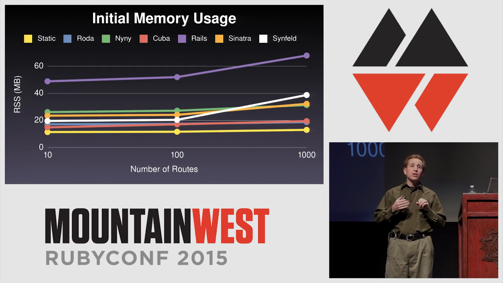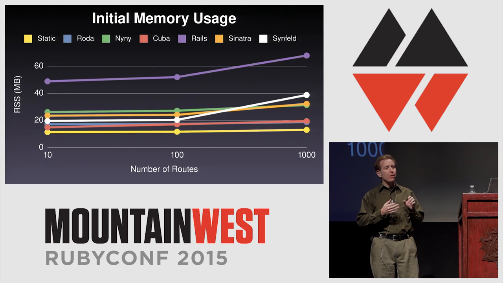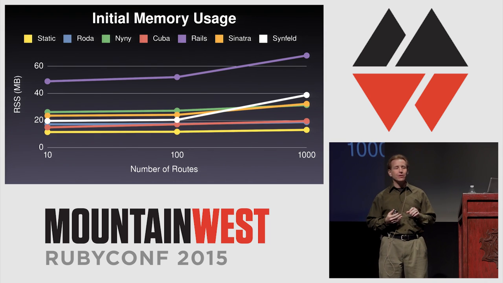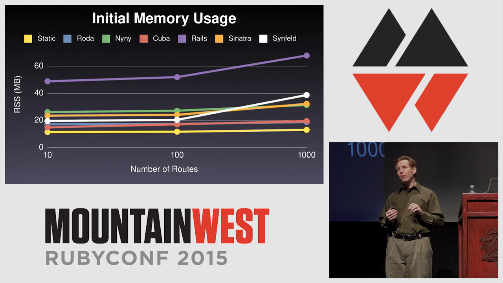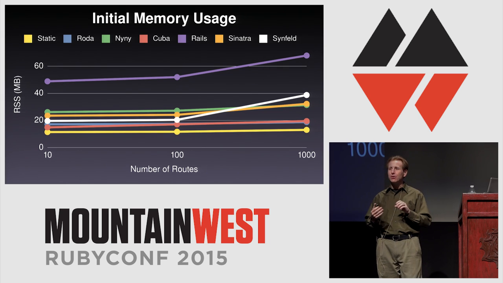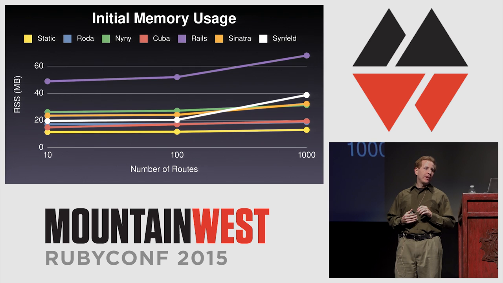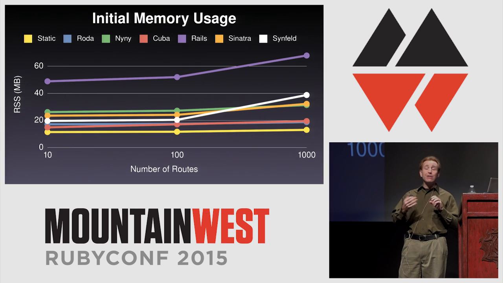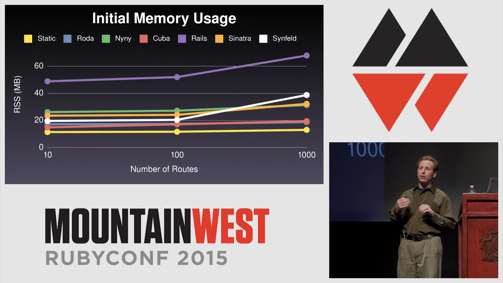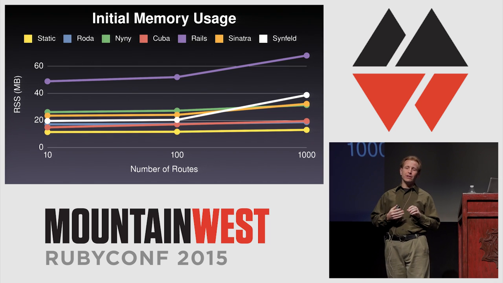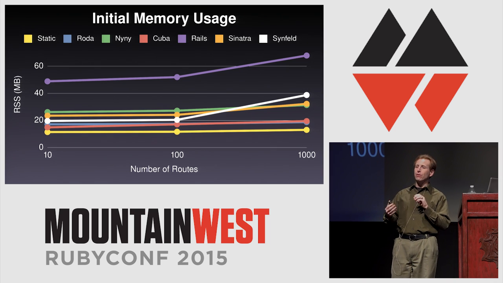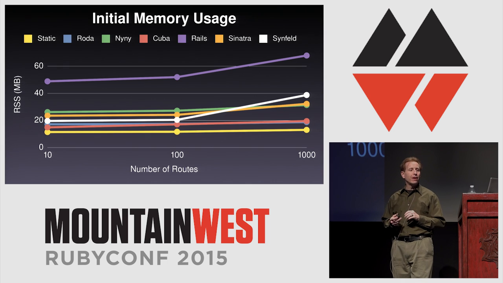So part of performance is also the amount of memory used. And here are the memory results for 10, 100, and 1,000 routes. And as you can see, up until about 100 routes, all of the web frameworks except Rails are clustered around 20 megabytes of memory. At 1,000 routes, there are 3 basic groups, with the static route implementation, Cuba and Rota, under 20 megabytes, Sinatra, Sinfeld, and NYNY between 30 and 40 megabytes, and Rails up about 70 megabytes.